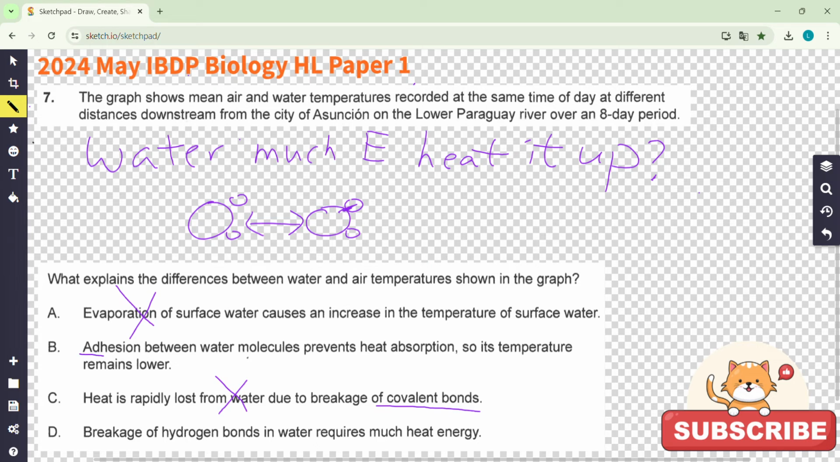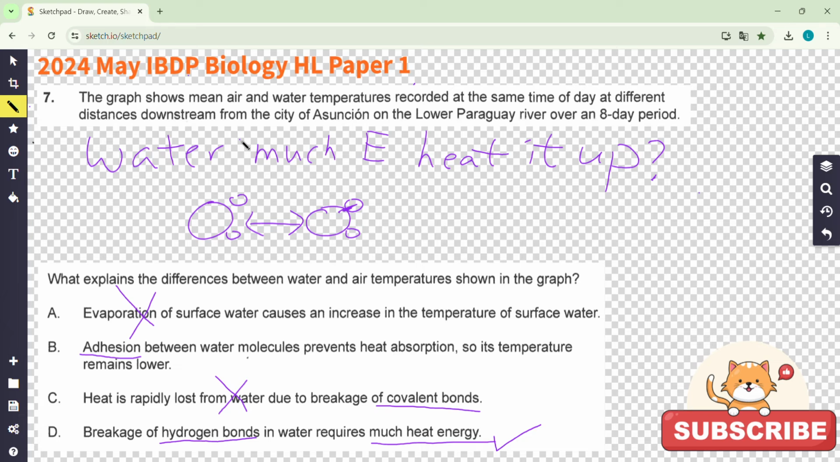Adhesion. I heard this when I talk about plants, right? Xylem, phloem, that thing. But is it here, or is D more possible? Breaking of the hydrogen bond when there is much heat energy. With so much heat energy, the molecules separate a little bit. So the hydrogen bonds need to be broken, but they are strong, so they need a lot of energy. I think it's this one.